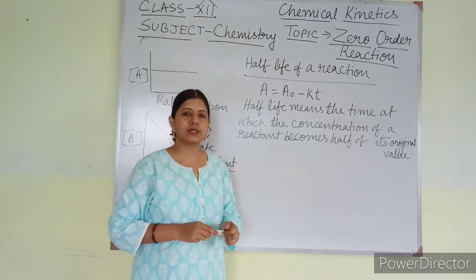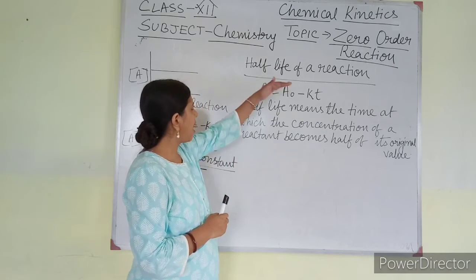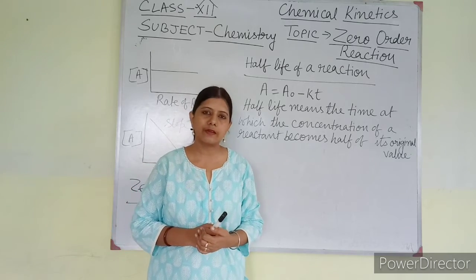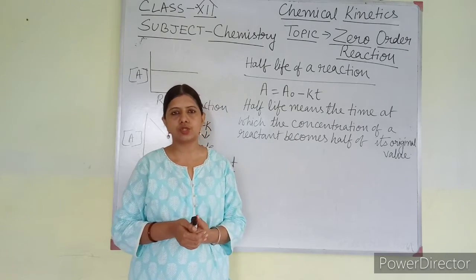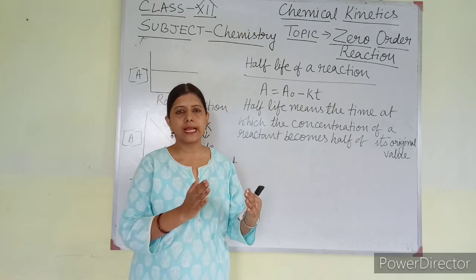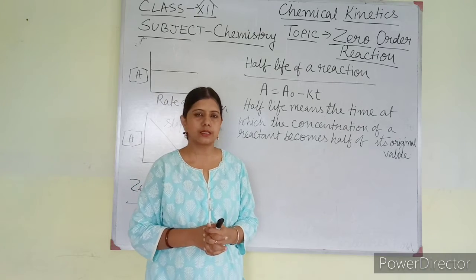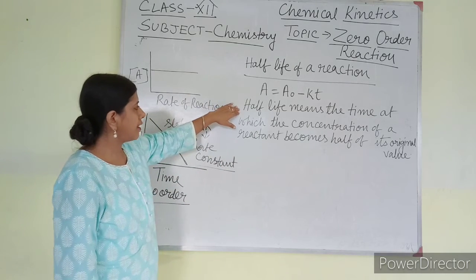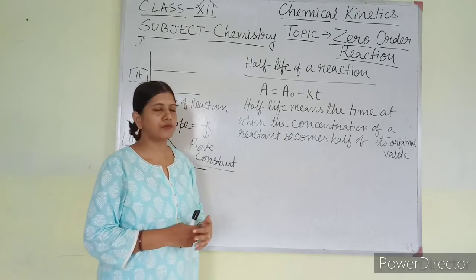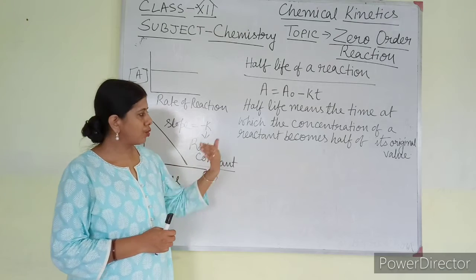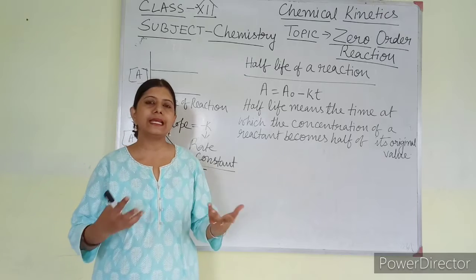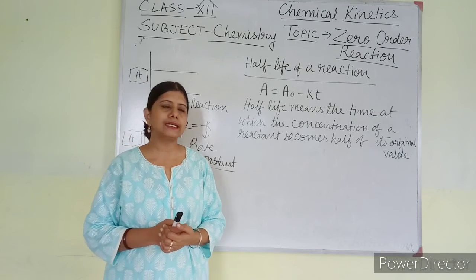Now in zero order reaction, another thing you have to learn is the half-life of the reaction. From the name it suggests that half-life means the time period in which half of the reaction is completed. That means the concentration of the reactant becomes half of the initial concentration. Half-life means the time at which the concentration of the reactant becomes half of its original value. So we have to find out what that half-life is. It is denoted by T half.